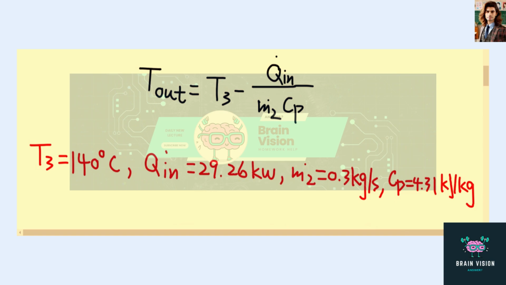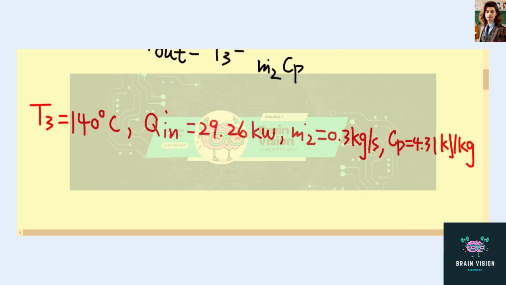And we know the mass flow rate for the geothermal water is given as 0.3 kilogram per second, and the specific heat for the geothermal water is 4.31 kilojoule per kilogram times degrees Celsius.